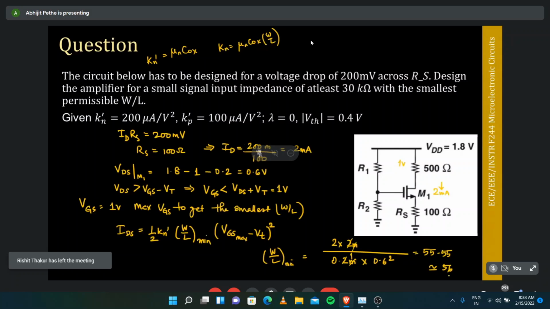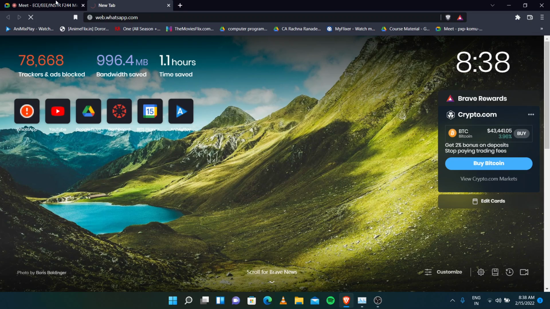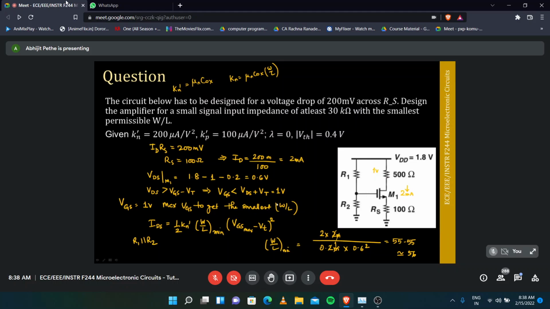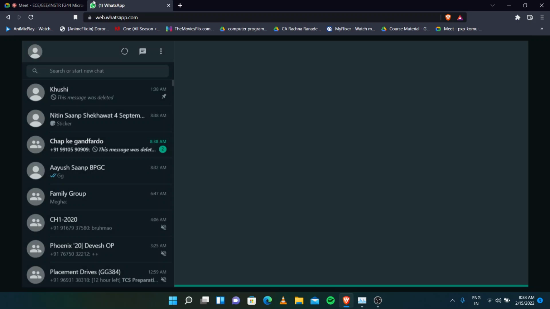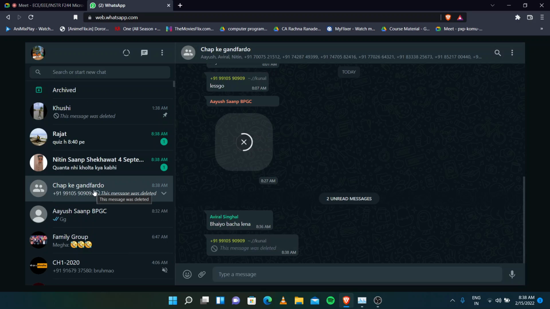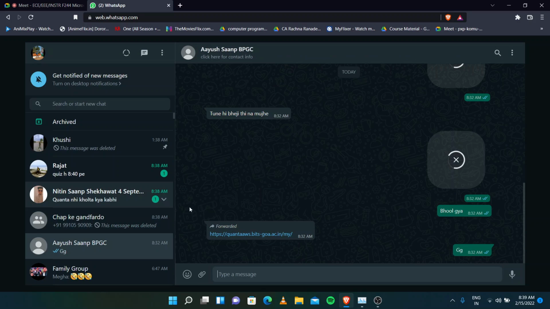And then I need to calculate the smallest input impedance. I know that input impedance is nothing but R1 parallel R2, so R1 R2 by R1 plus R2 should be equal to 30 kilo ohm. But I also know that VG is nothing but VGS plus the voltage across RS, so VG has to be 1.2 volts.